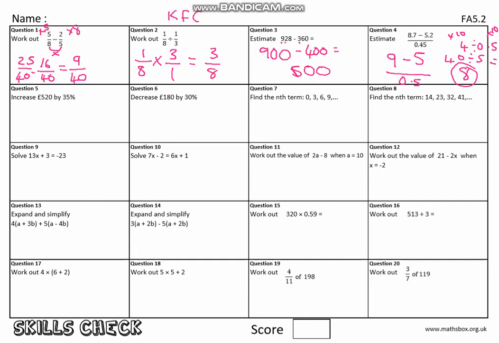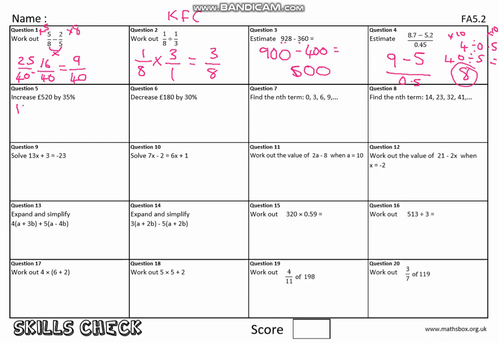So on to the next one then. It says increase 520 pounds by 35%. As we did last week, we'll do one non-calculator and then we'll do one calculator because there's two, okay? So increase means go up. So the first thing I need to do is find out what 35% of 520 pounds is.